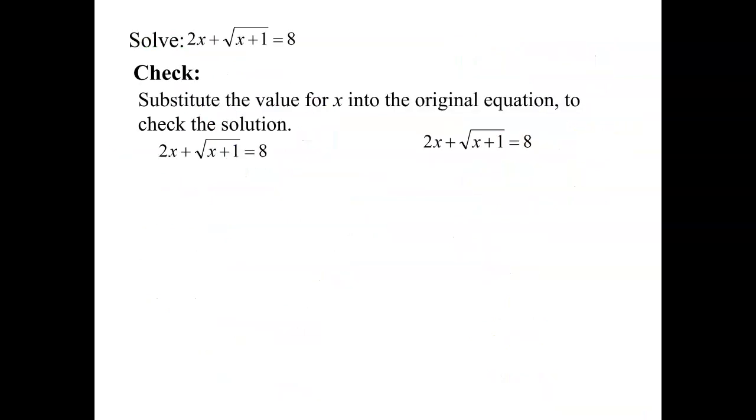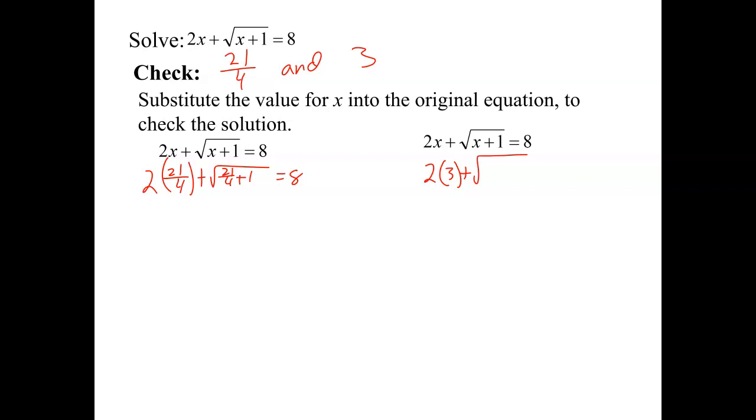So, I need to check 21 over 4 and 3. Okay, so we're going to plug them both in. I plug 21 over 4 into the equation, and I also plug 3 into the equation. You have to do both separately. So, what's 2 times 21 over 4? Leave it as a fraction.